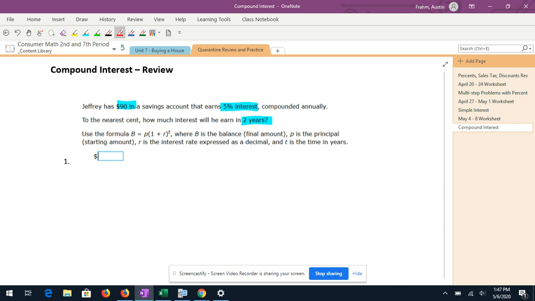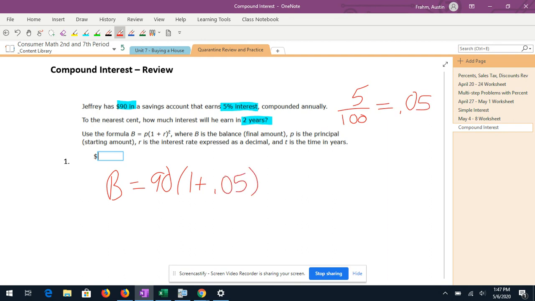So when we're using the equation, we are calculating the balance B. So B is going to equal the starting amount, which is 90, times 1 plus our R value, which again is the interest rate expressed as a decimal. So 5% as a decimal is 5 divided by 100, which is 0.05. So it'd be 1 plus 0.05 to the T power. T is time in years, so it'd be 2.